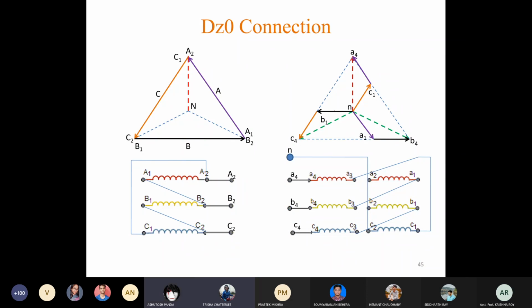Yes, sir, but wait for a second, sir. I'm drawing the circuit. Just wait. Okay. Thank you, sir. Done? Yes, sir.